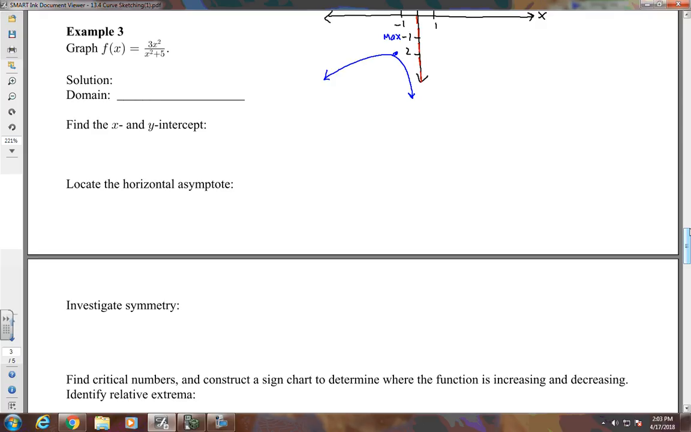Graph the function f of x equals 3x squared over x squared plus 5. The first thing we need to do is find the domain. For the domain, we're going to need to exclude values for which the denominator is equal to 0.